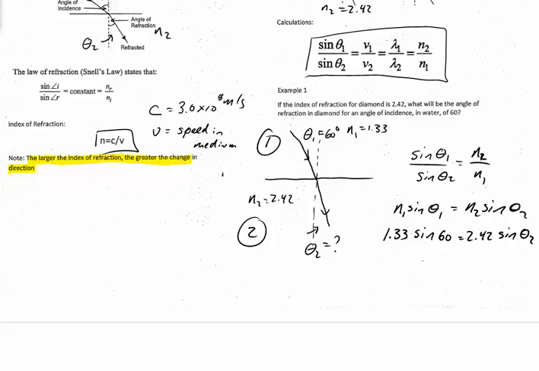Well, let's do it in two steps. Let's first solve for sine theta 2. So sine theta 2 is equal to 1.33 times sine 60 divided by 2.42, which will give you a decimal number, 0.476. Now you're going to do the second function. We'll take the inverse sine of it, and theta should equal 28 degrees.